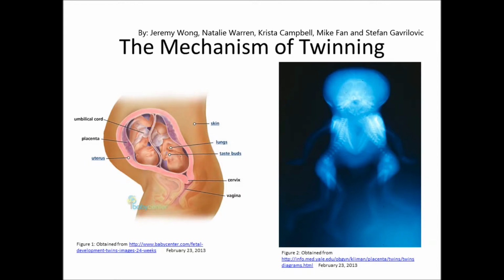Today, we will be talking about the mechanism of twinning and what occurs in the womb from the moment of fertilization to early fetal development. As with most embryological mechanisms, it all starts with fertilization.